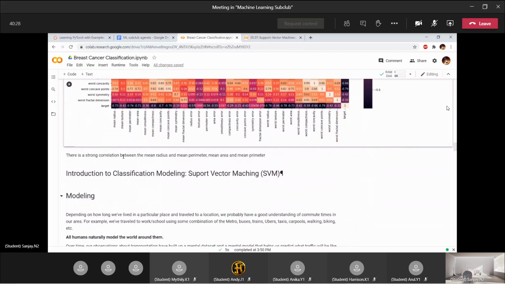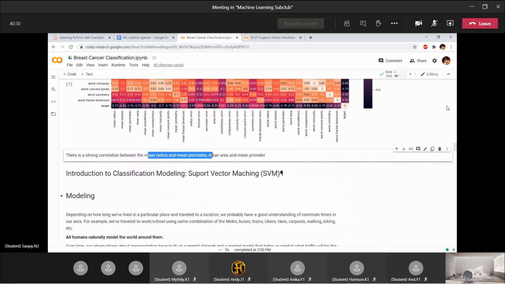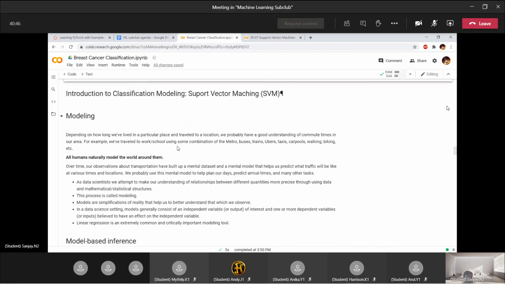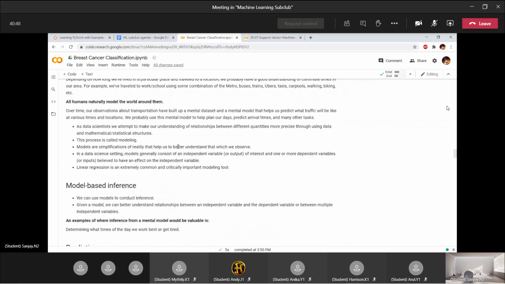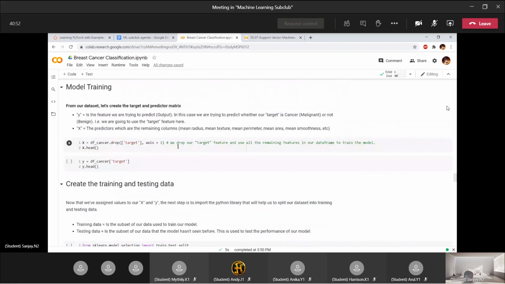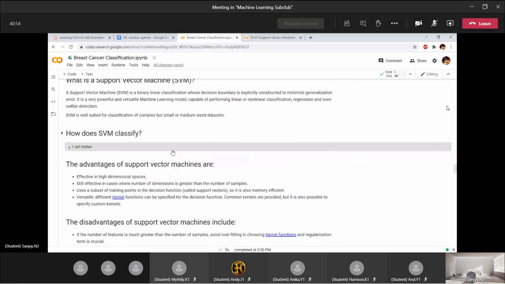Like you said, there's strong correlation between the mean radius, the mean perimeter, and the mean area, which makes sense, because generally when you're working with tumors, you'll see that the radius and perimeter of the data have high correlation. So now we will begin training the data.